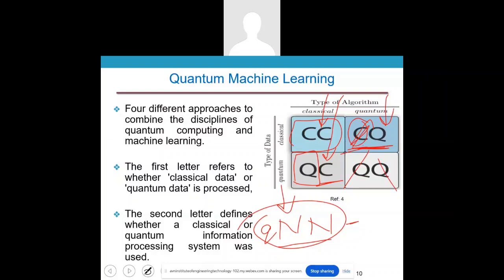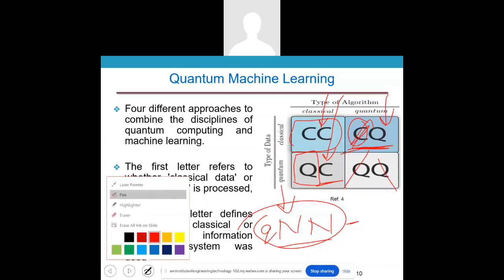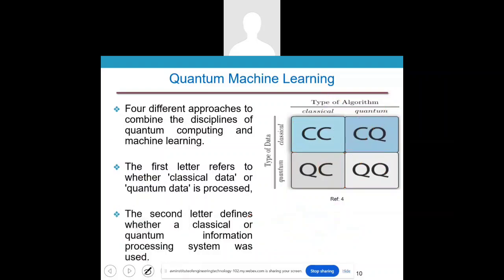Let us go into this. I hope you understood what type of combinations are possible. You can do it your own way. If you're comfortable with classical data and quantum algorithms, then you can. Suppose you have quantum machines with you, okay? Then you can use quantum computing and quantum algorithms, and supply the data as quantum data. To understand this, quantum systems are required. Okay.